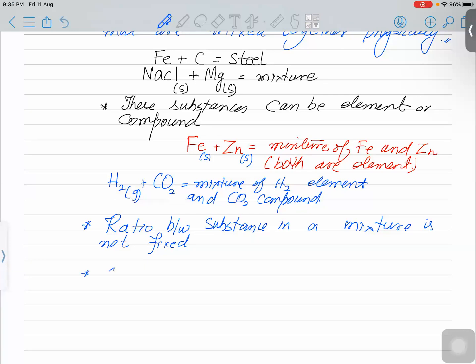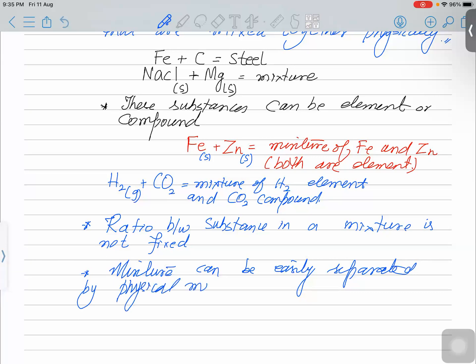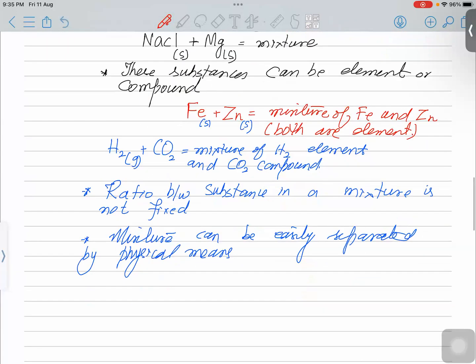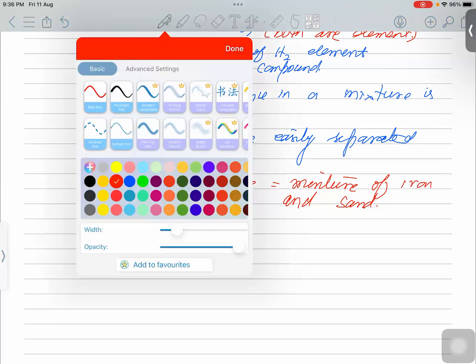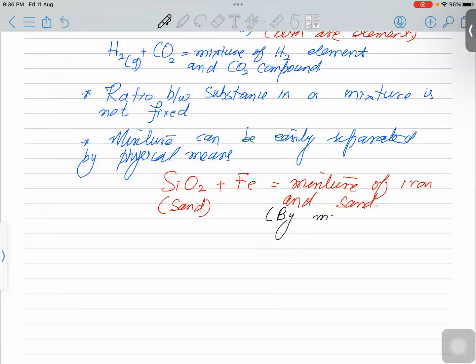Next point. A mixture can be easily separated by physical means. For example, this is sand, and here we have iron. So you have a mixture of iron and sand. Now, can you tell me how we can separate both of them from each other? By magnet. Very good. By magnet, we can separate.